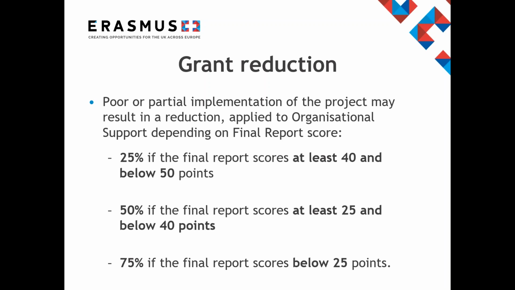25% of your organizational support will be cut if the final report scores between 40 and below 50 points. It will be a 50% cut if the final report scores between 25 and below 40 points, and a 75% cut if the final report scores below 25 points. A grant reduction is also applied to the individual support and travel headings where there are missing participant reports.